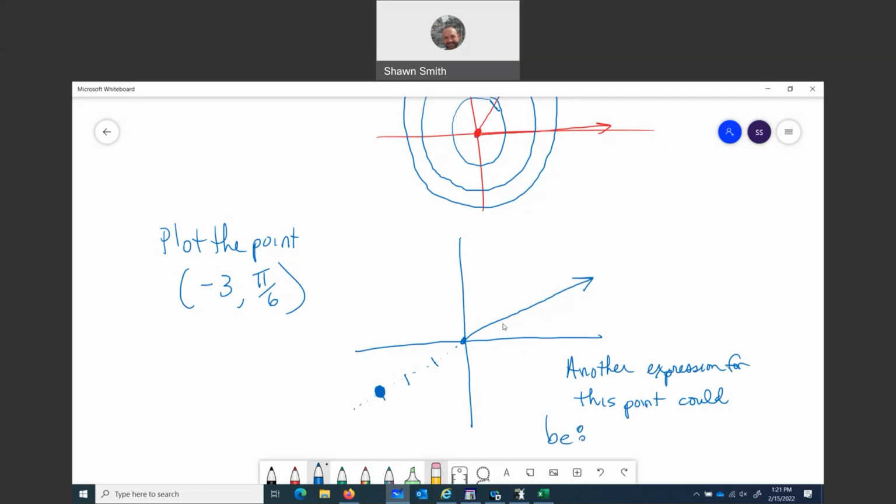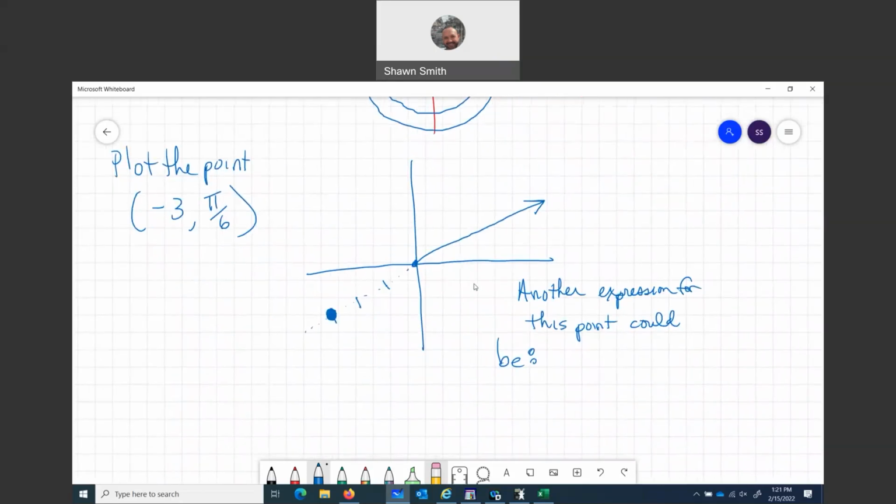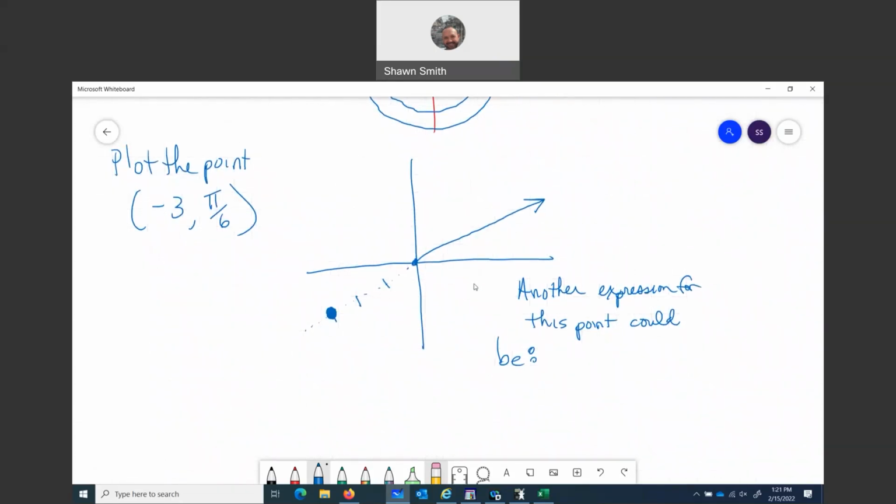If this is pi over 6, go around one more full revolution. Pi over 6 plus 2k pi, or 2 pi, in that same R value, which is equal to -3, and that's 12 pi over 6, is 2 pi, plus one more makes 13 pi over 6. So again, you go around one more revolution, end up in the same location, plot your R, you're still right there.